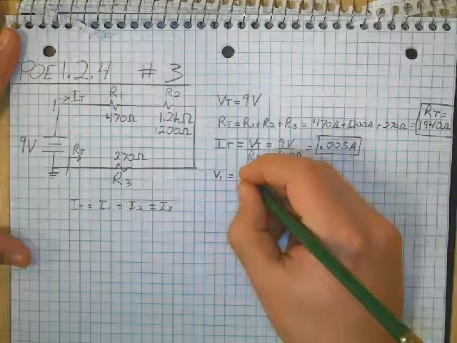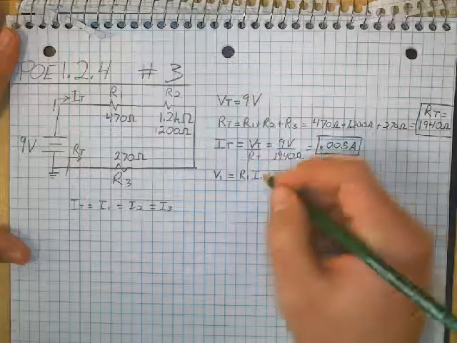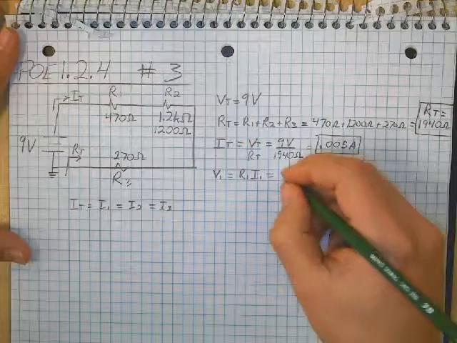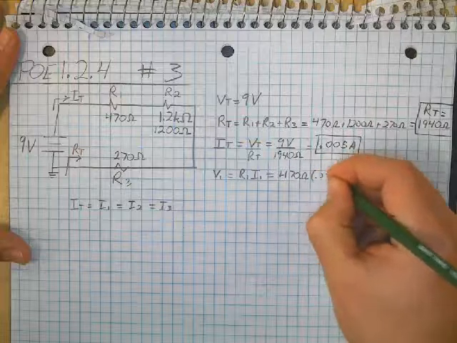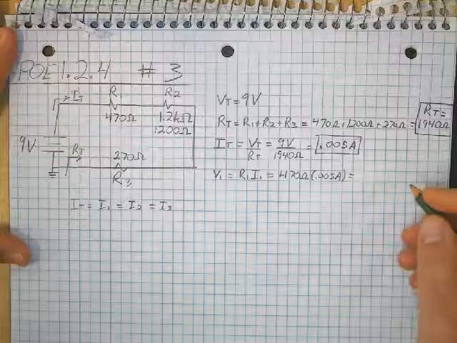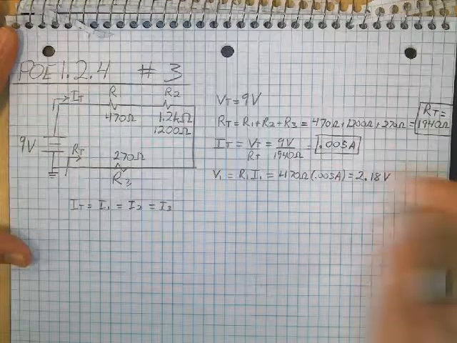So V1 equals R1 times I1, or I1 times R1, either way. And we can plug that in to say 470 times 0.005, and that will give us our voltage at R1 of 2.18 volts.